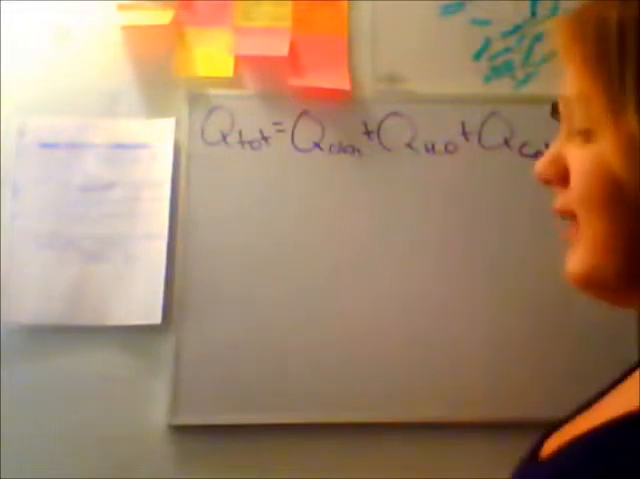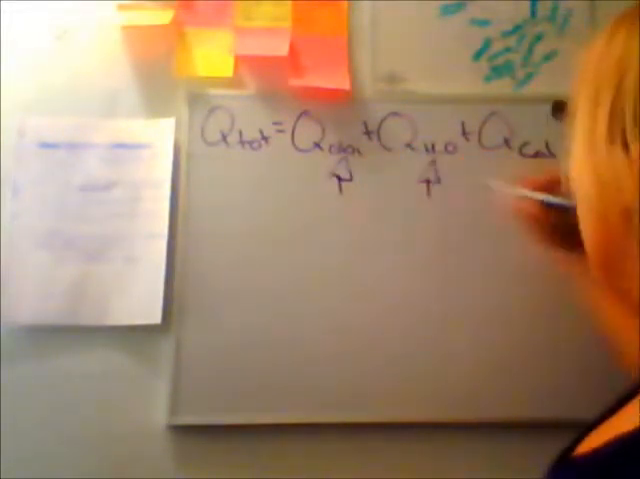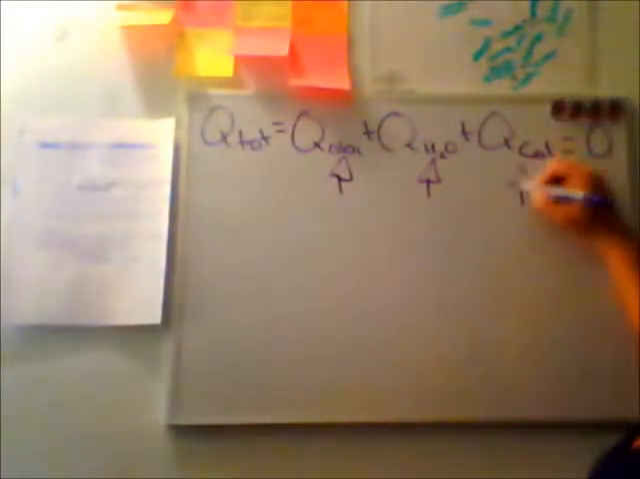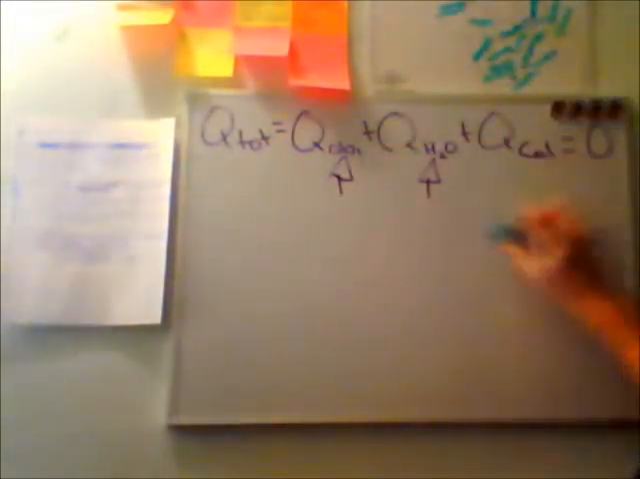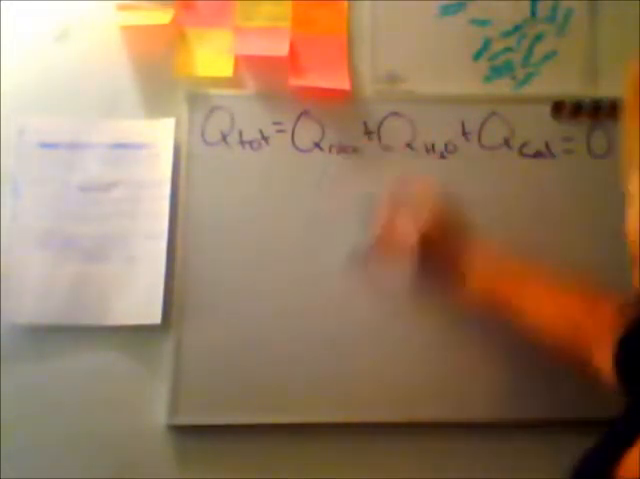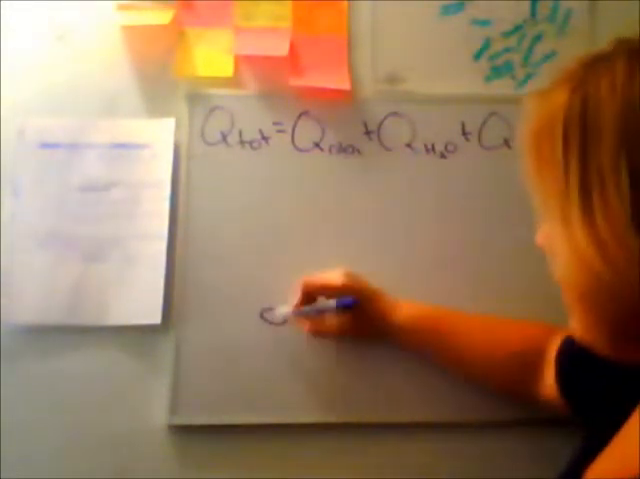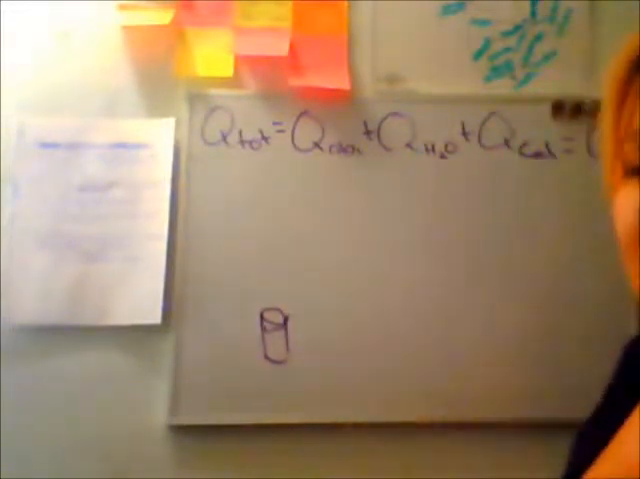So what we did in this lab was we took an object, some water, and we put that water inside of a calorimeter cup. So those are going to be the three things that we're going to concern ourselves with mathematically. But how we started this lab was we took a calorimeter cup of a known mass, and we filled it with some water whose mass we also knew.